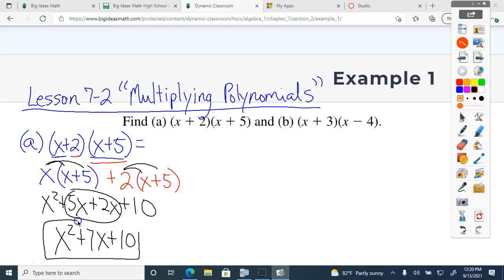Okay? That is one way of doing it. It's basically just doing the distributive property twice.